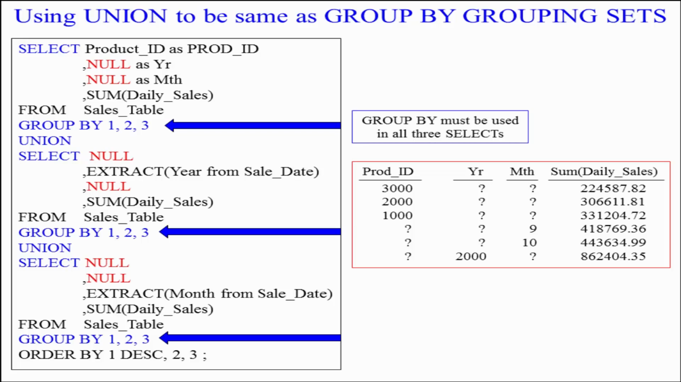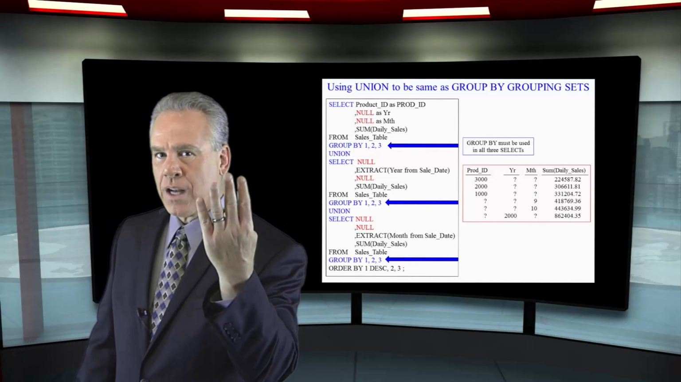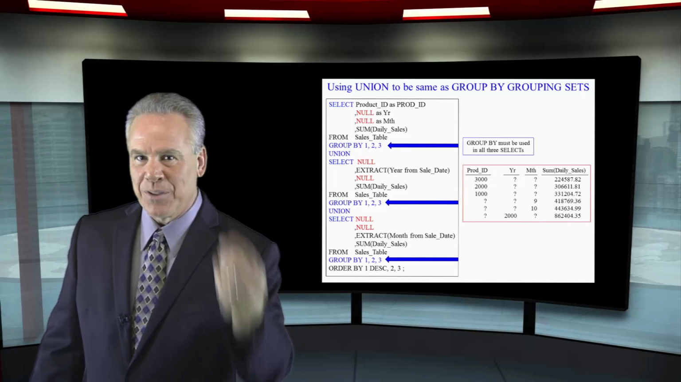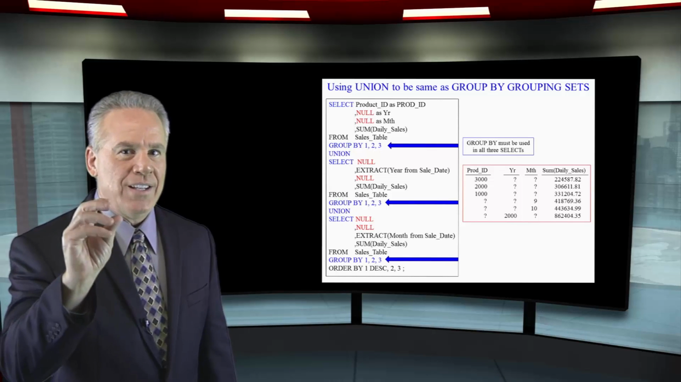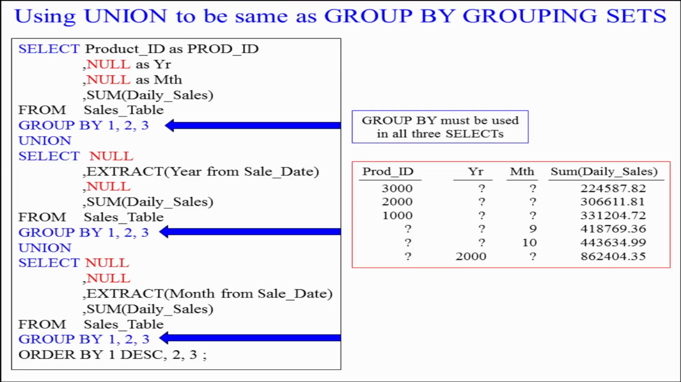I have to have the group by in all 3 of the queries. But here's what's so clever. Since we need to have 4 columns in each one of these queries, same amount of columns, same data types, we get away with doing some differentials because we can put null values in. So in the first query, we're going to select the product ID, then null for the year and null for the month, and then the sum of daily sales grouped by 1, 2, 3.